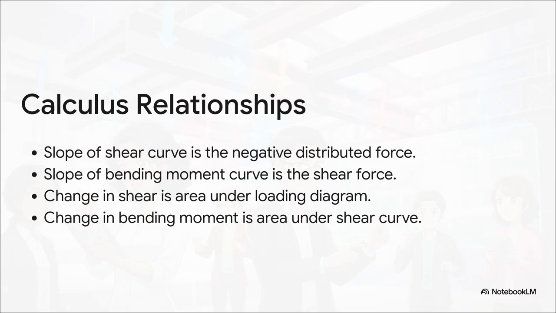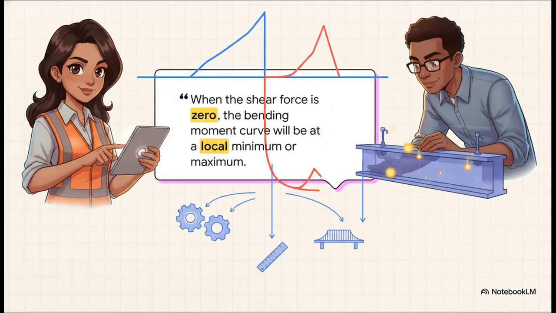It's this beautifully elegant mathematical relationship directly linking physical loads to internal stresses. And out of all those math relationships, here is the absolute golden rule. When the shear force is equal to 0, the bending moment curve will be at a local minimum or maximum. If you are an engineer designing a beam, you absolutely have to know exactly where that beam is experiencing its peak bending stress so it doesn't snap, right? Thanks to this rule, you just scan your shear force diagram, find where the line crosses the 0 axis, and you immediately know exactly where your bending moment is maxing out. It's a total game changer.